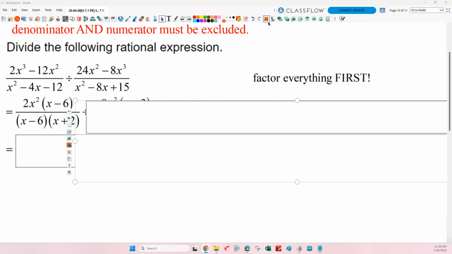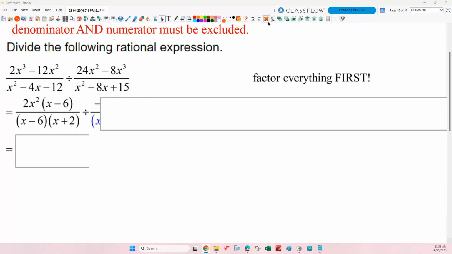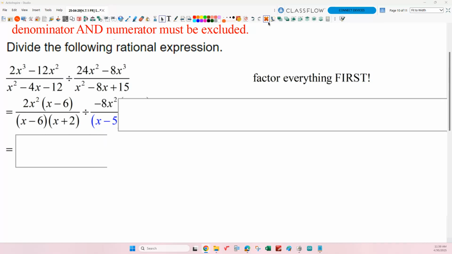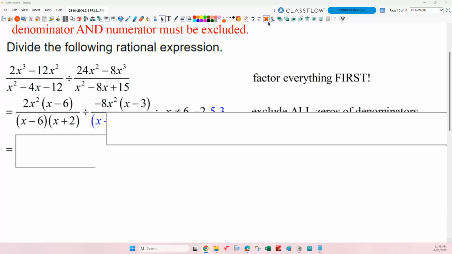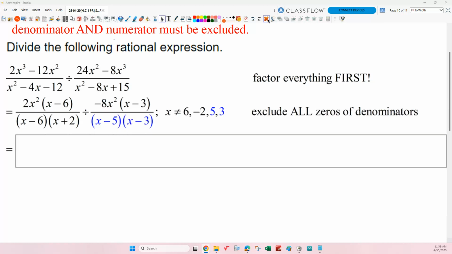If we factor that second fraction, what do we get? I'll say he pulls out a negative. We pull out a negative. So we'd pull out a negative 8x squared. So we get x minus 3. And then magic numbers on the bottom. So then the x's cannot be 6, negative 2, 5, and 3.